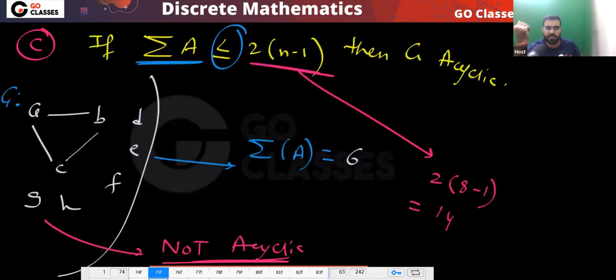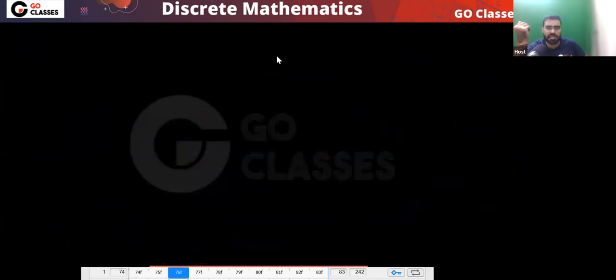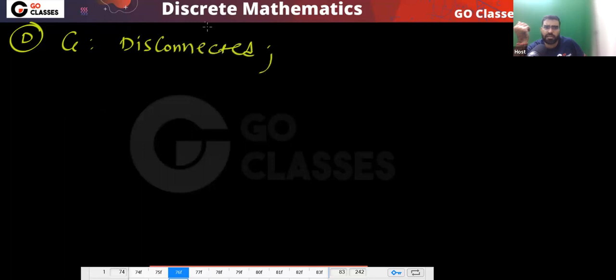Can you create a graph which is disconnected, but still every row and every column has a one? Can you create this type of graph? Can you create a disconnected graph? Take 1 minute and create it, such that the adjacency matrix has a one in every row and column. Take your copy and pen and try.